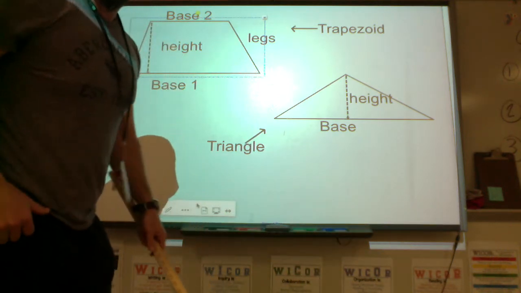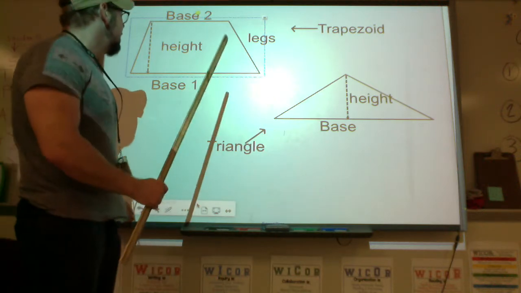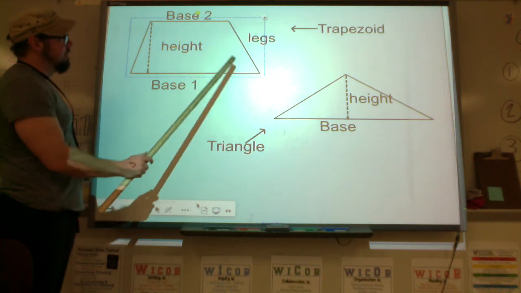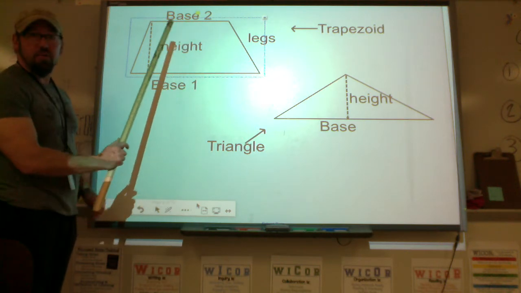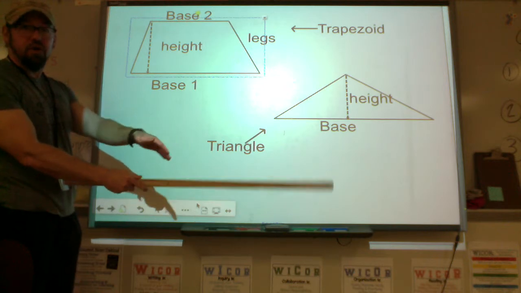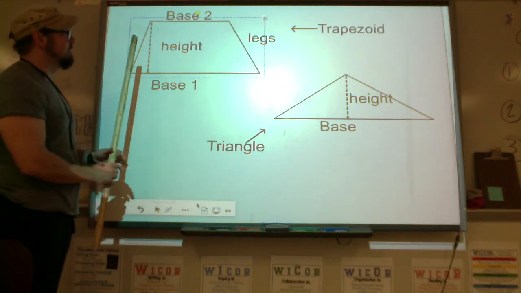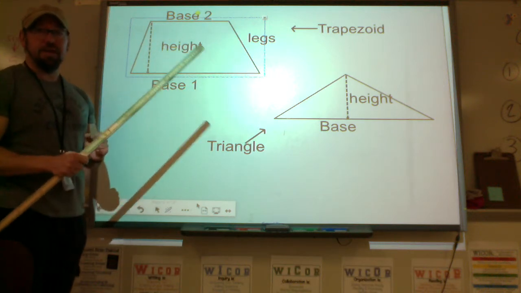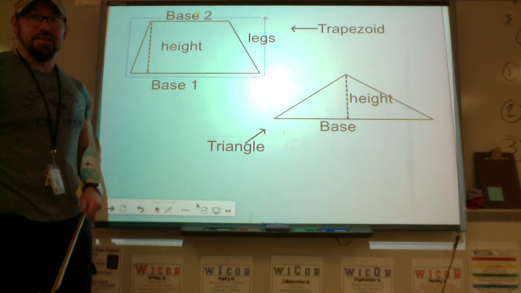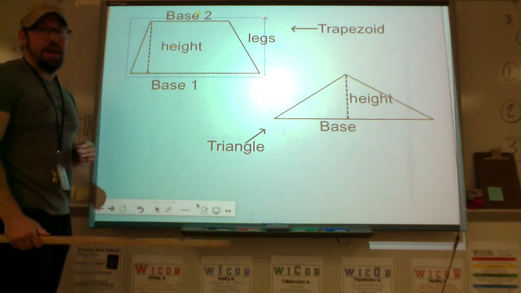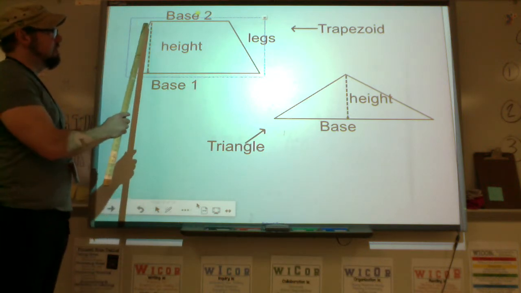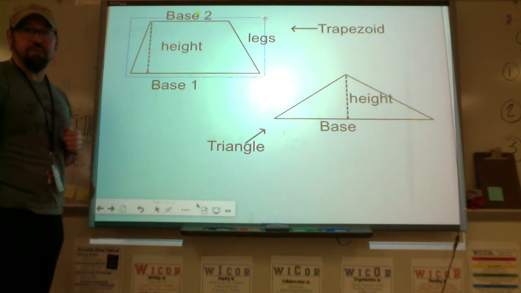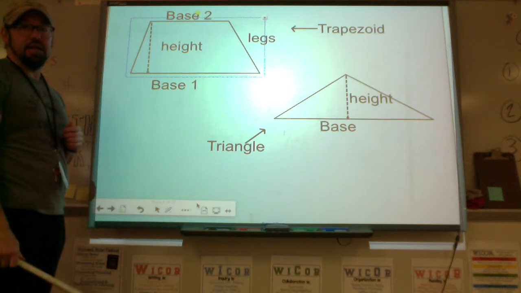Okay, so here you go. Here's a picture of a trapezoid. You have base 1 and base 2. As you can tell, these two sides are parallel. The sides will never cross, as you've learned about parallel lines. These two other sides are called the legs. Now, when we find the area of a trapezoid, the legs don't matter, okay? What's going to matter the most is base 1, base 2, and the height. And when you're given the height, it's usually going to be a dotted line like this.